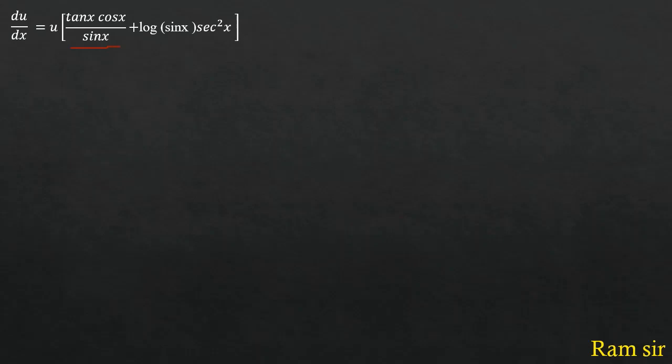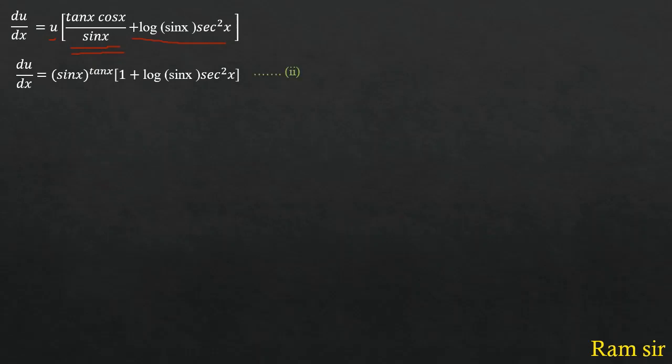So therefore this term which I am highlighting becomes 1 and other terms remain the same, and the value of u you will update. So it gives you the final answer: du by dx is equal to sin x raised to tan x multiplied by 1 plus log of sin x multiplied by sec square x. I hope it is clear to you how we are taking derivatives.